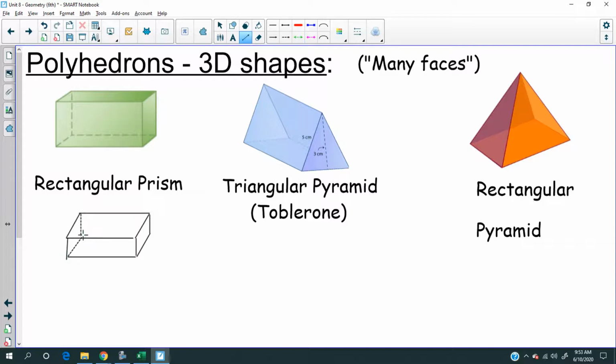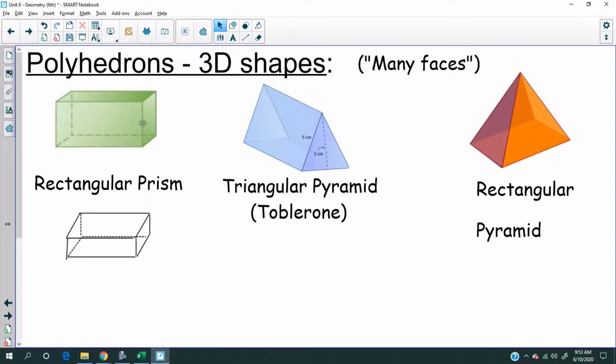Now again, it's not a very good drawing, but I think this will do. Okay, it's not bad. All right, you guys can see it. Now, on the other hand, notice a rectangular prism is formed by a series of rectangles or parallelograms. Okay, a triangular pyramid is a little bit different.